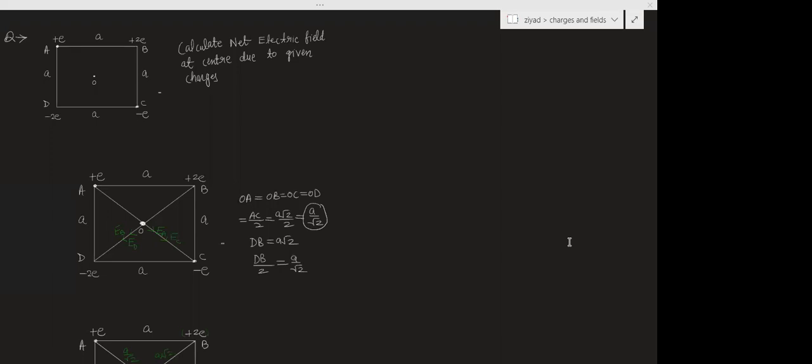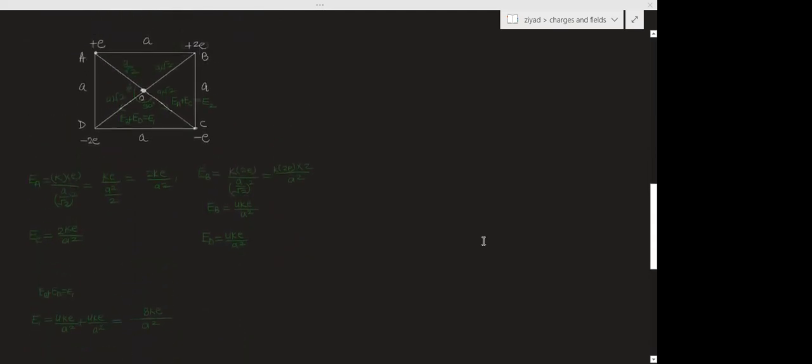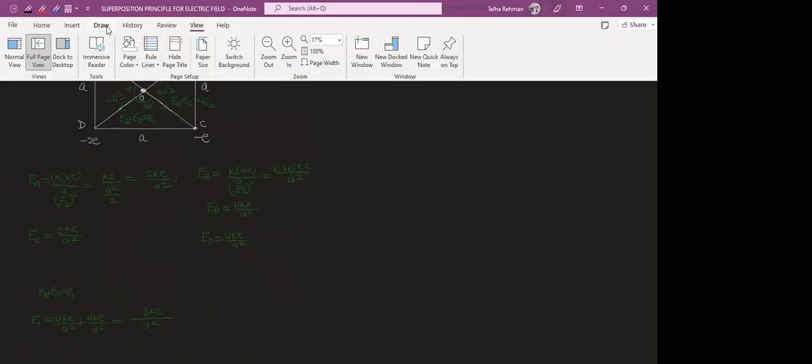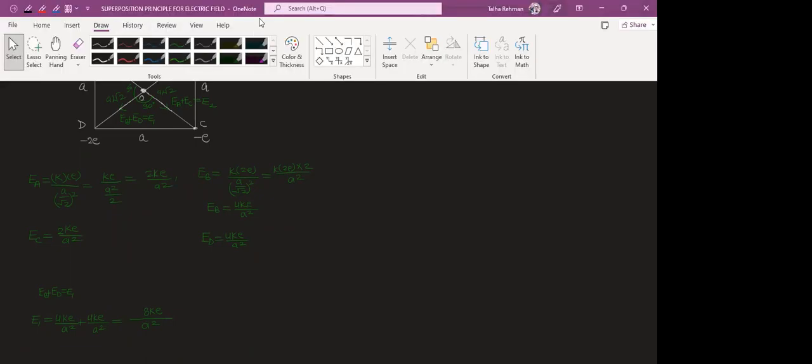So can you scroll down? In a square, the diagonals bisect at 90 degrees. Okay, sir.